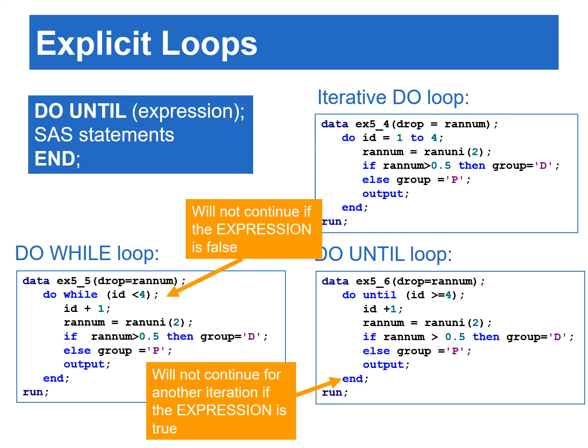Let's compare the differences between using the do while loop and the do until loop. When using the do while loop, the loop will not continue if the expression is evaluated to be false. The condition of the expression is evaluated at the top of the loop. On the other hand, the condition of the expression is evaluated at the bottom of the do until loop. The loop will not continue for another iteration if the expression is evaluated to be true.